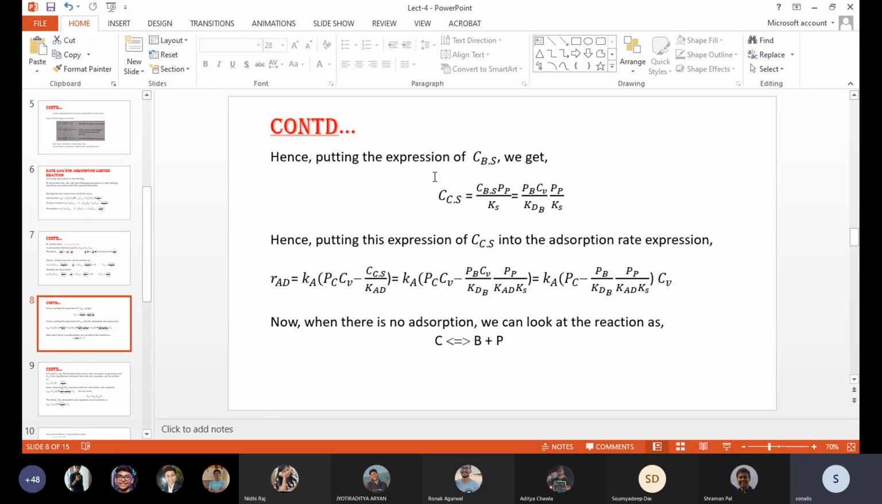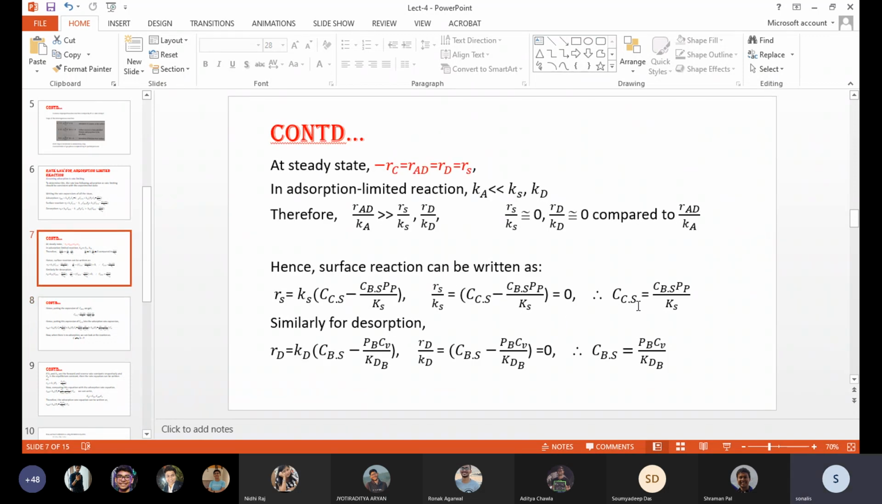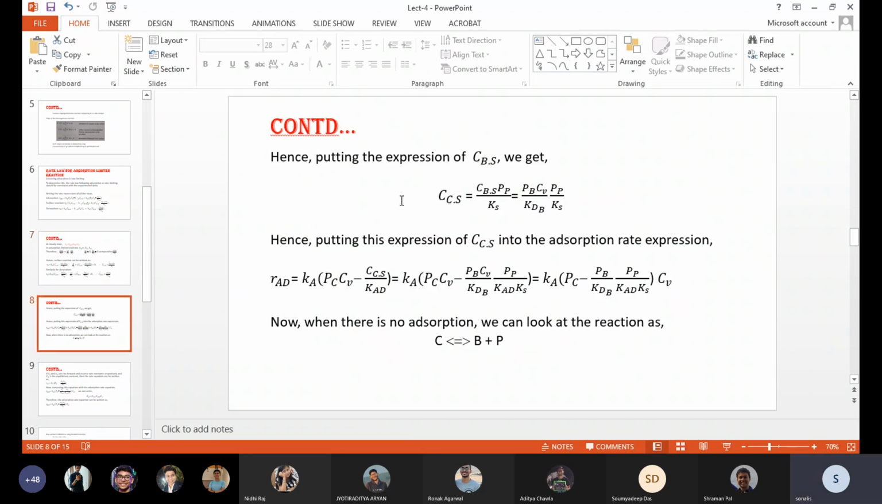Hence, putting the expression of CBS, we get here again, you see, in CCS there is a quantity CBS, but we have got the expression of CBS. So instead of CBS, here we can write this. CCS is equal to CBS PP by Ks. So CBS is Pb Cv by Kd of B into PP by Ks.